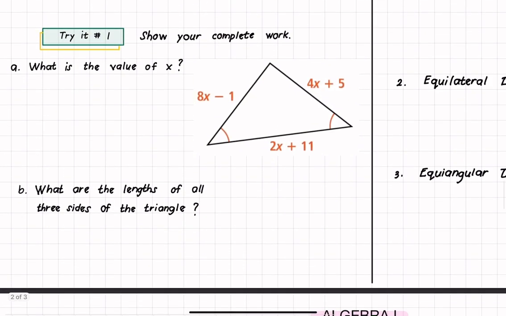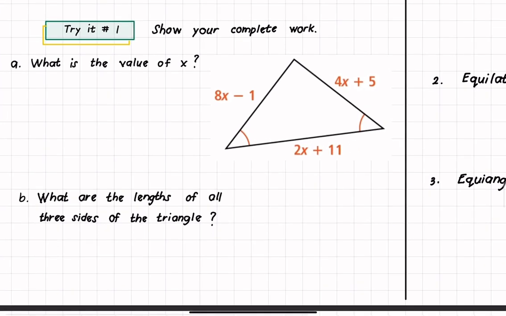Okay, try to answer this question. So it's like the previous example wherein we have this figure, we have congruent angles. What is the value of x? So you have to determine which sides are congruent. And after you determine the value of x, substitute it to each side of the triangle. Okay, so you can pause this video while you're answering it and resume when you're done.